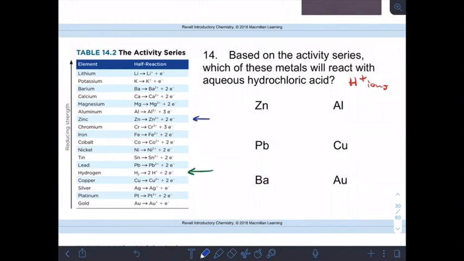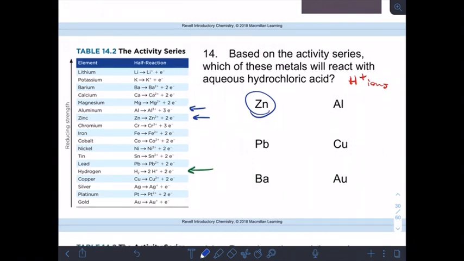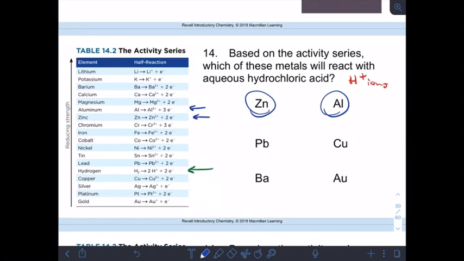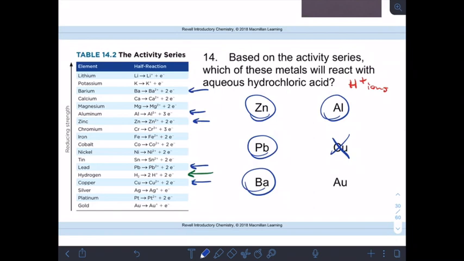So let's see about zinc, right? Zinc is higher up, so it will react. Aluminum is higher up, so it will react. Lead. Let's find lead. Lead is just barely higher up, so it will react. Copper is just below, so it will not. Barium, close to the top of the table, definitely going to react. And gold, way down at the bottom, will not react.